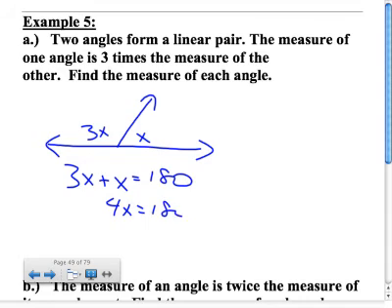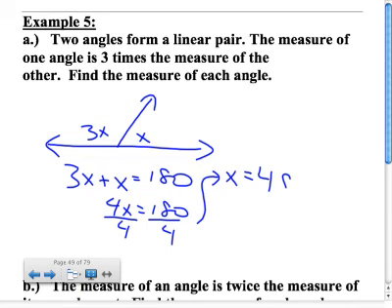4x equals 180. Divide both sides by 4. So x equals 45. So x is 45. And so the measure of one angle is going to be 45 degrees. And then 3 times 45 is 135 degrees.